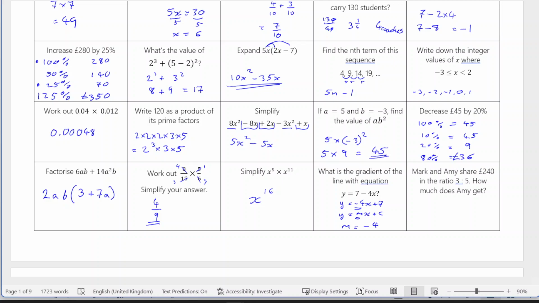Okay, Mark and Amy share £240 in the ratio of 3 to 5. How much does Amy get? So we've got Mark and we've got Amy, split in the ratio 3 to 5, £240. So it's 3 parts to 5 parts, so 8 parts in total. So 240 divided by 8 means that each part is going to be worth 30. So how much does Amy get? Amy is the 5 share, so that would be £150.